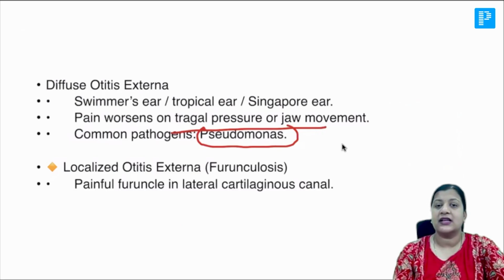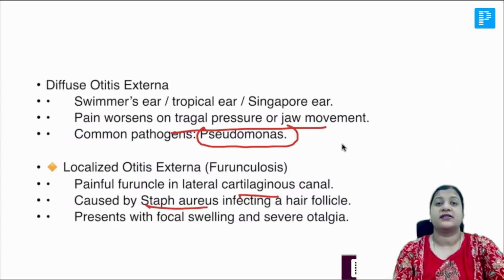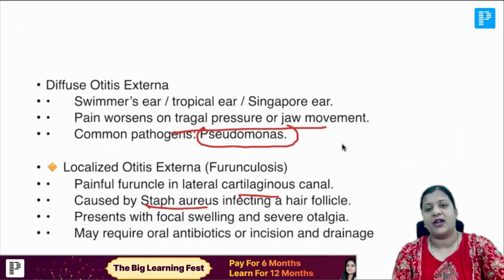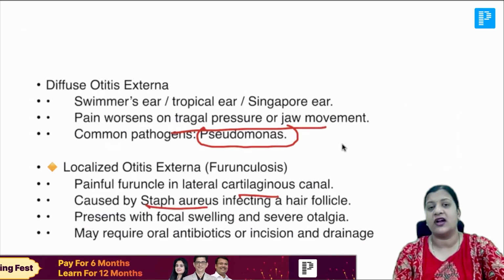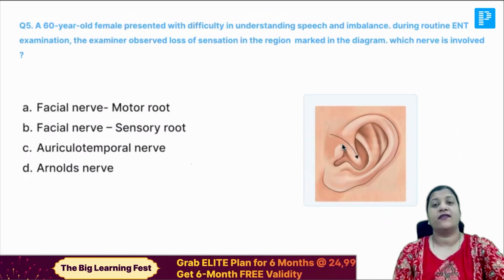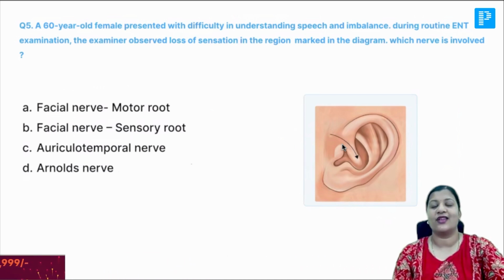Localized otitis externa is in the cartilaginous portion of the external auditory canal, caused by Staph aureus. It presents with severe pain and a swelling. Both of them require antibiotics and sometimes even incision and drainage for furunculosis. So I hope that question is sorted, and we've also learned about diffuse and localized otitis externa. Let's quickly go to the next MCQ.